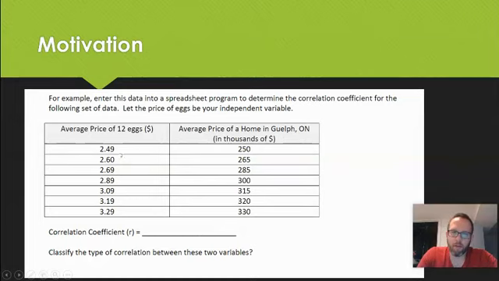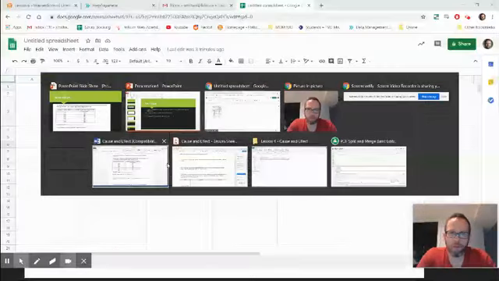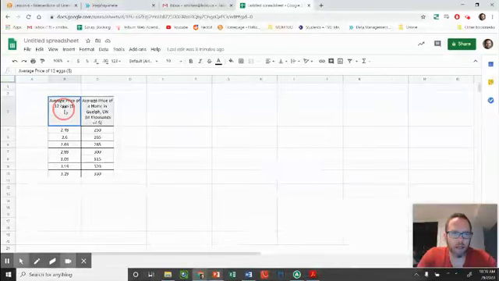So it doesn't matter what year this is. When the price of eggs was $2.49, the average home price was $2.50. These are a lot bigger than, maybe this was mid to late 2000s or something. But we're going to just look at a relationship here. So I have this data here, and I'm going to insert a chart.